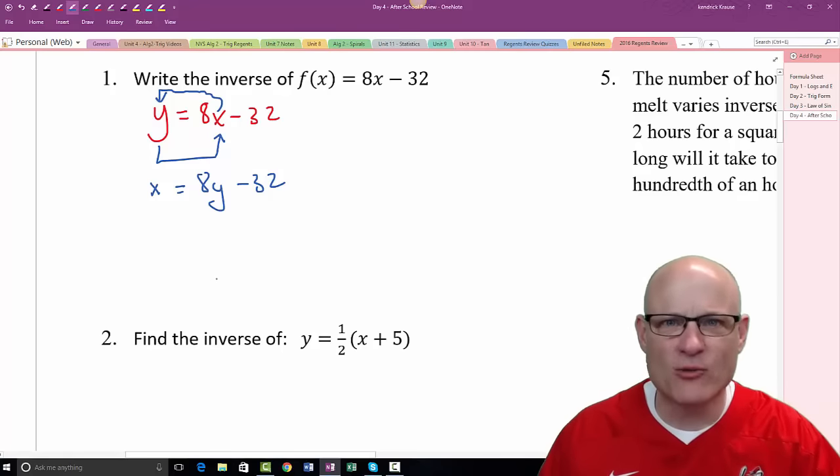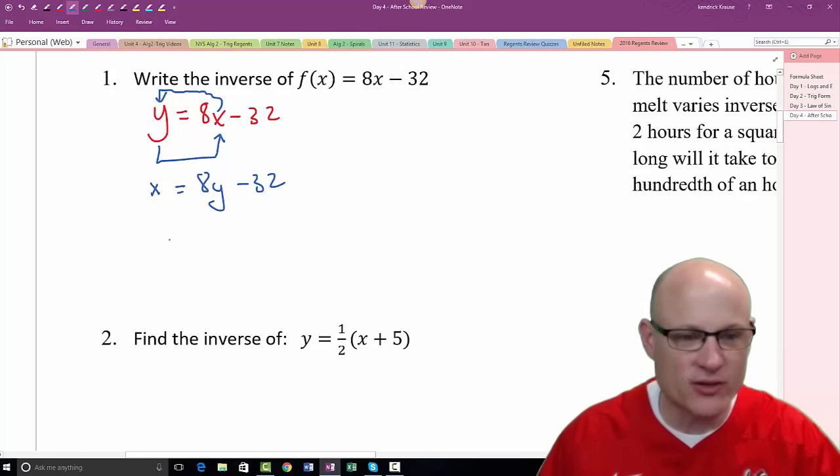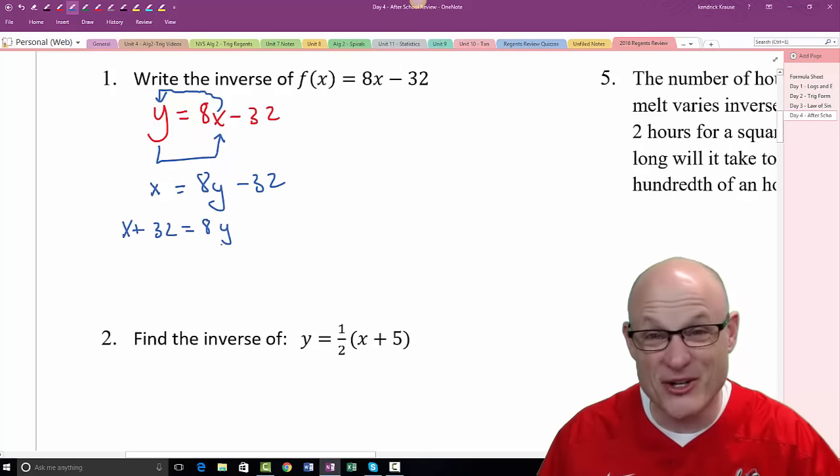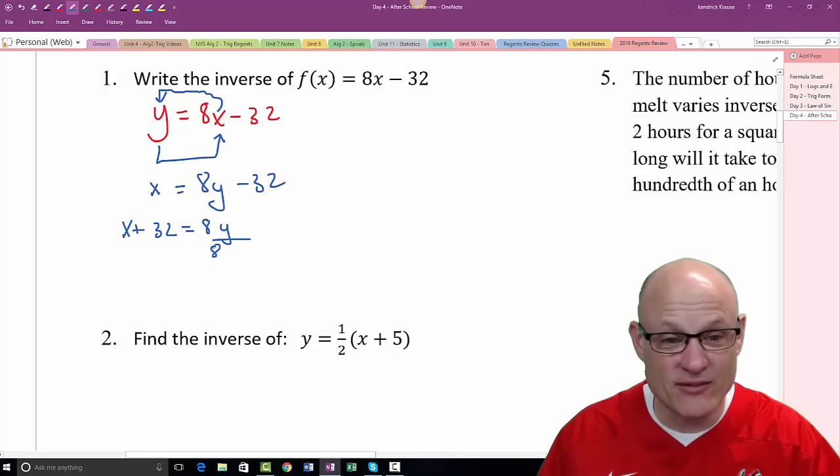All right. Oh crap! We still got to solve for y. That kind of stinks. So we're going to bring that 32 over. We're going to say x plus 32 equals 8y. We still don't have y by itself, so now we got to divide by 8. Divide by 8. So I end up with y equals x plus 32 over 8.